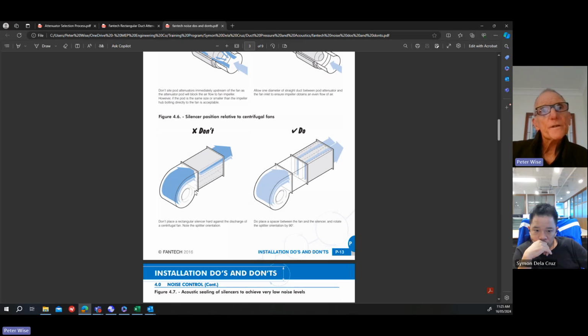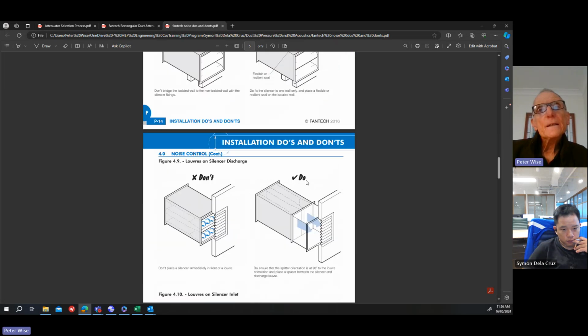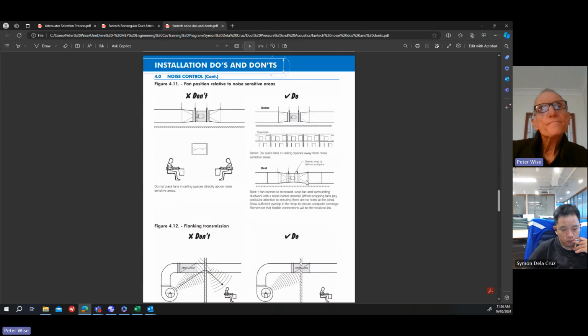Same thing here, centrifugal fan. Don't put it on the outlet of the centrifugal fan, because the air is coming up to the top, and it's not going to go evenly through the attenuator. So put in a spacer duct to let the air straighten out, and fill the duct before it goes into the attenuator. And a few other examples there.